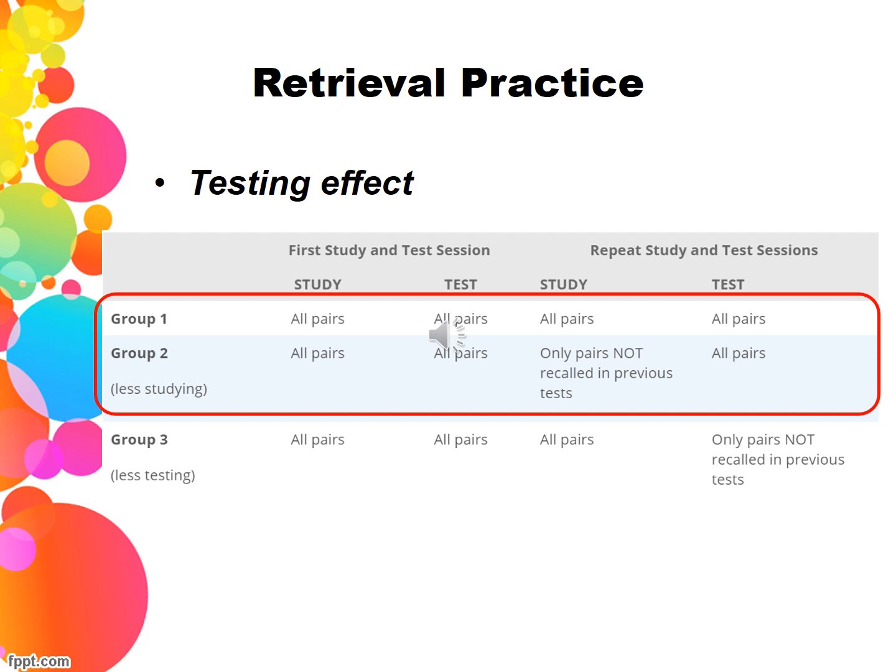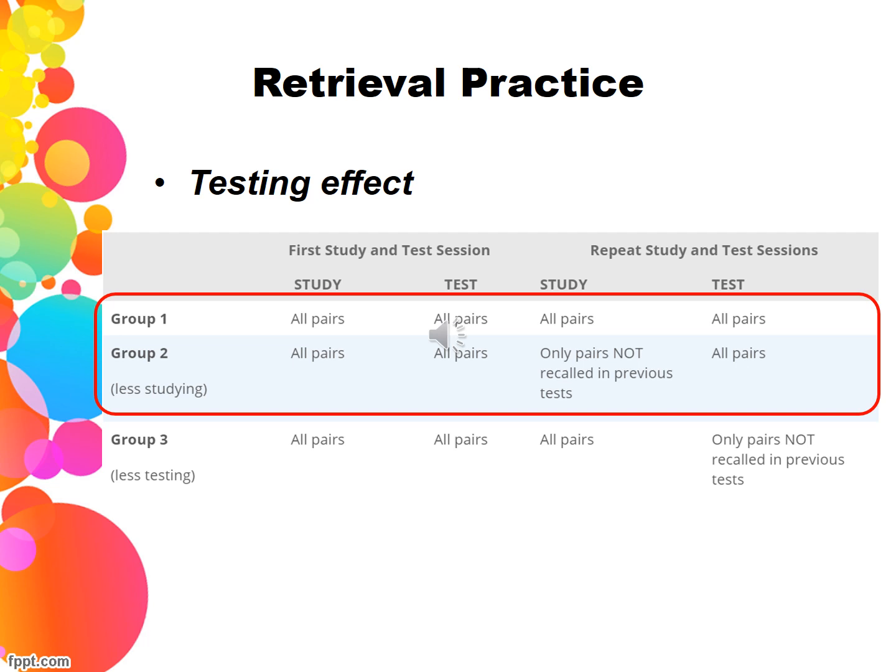So they group the participants into three groups. The first group, for the first study and test session, needs to study all the pairs and test all the pairs. And after that, during the second trial, or the second session, they need to study all pairs and test all pairs. But for group 2, the first trial is the same as group 1.